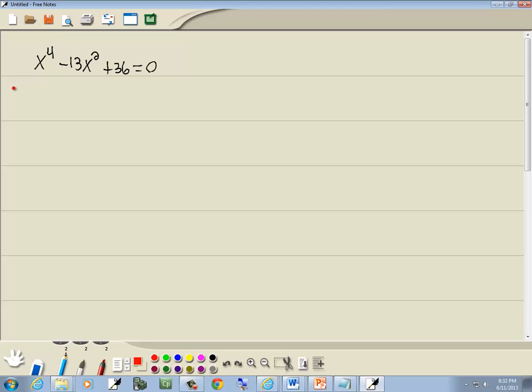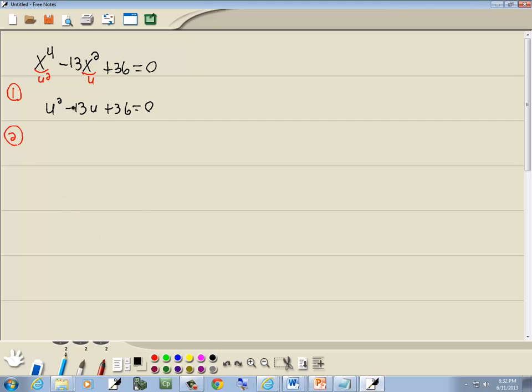First step in the U substitution. Let the variable part of the middle be u, and the variable part of the first be u squared. So this becomes u squared minus 13u plus 36 equals 0. Step 2, solve for u.